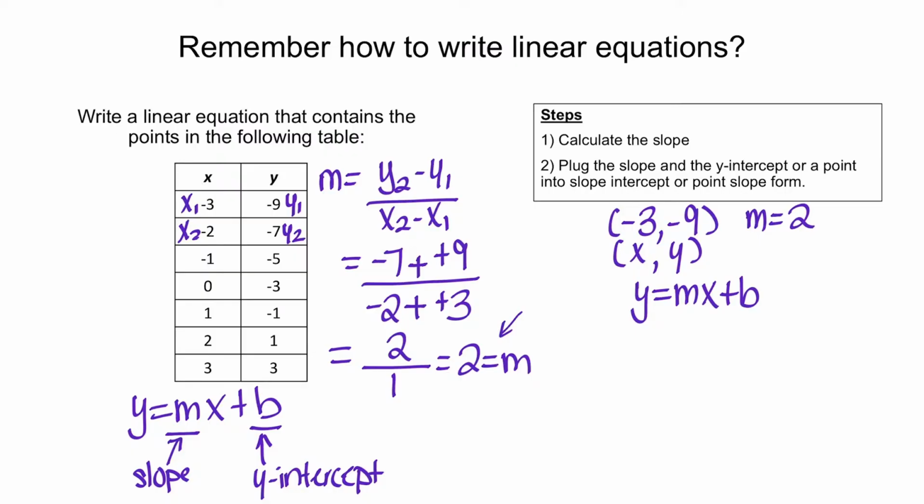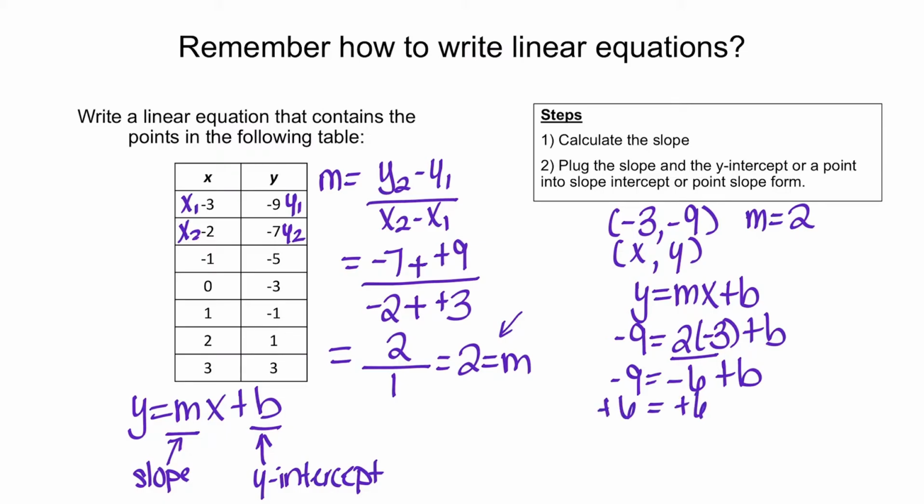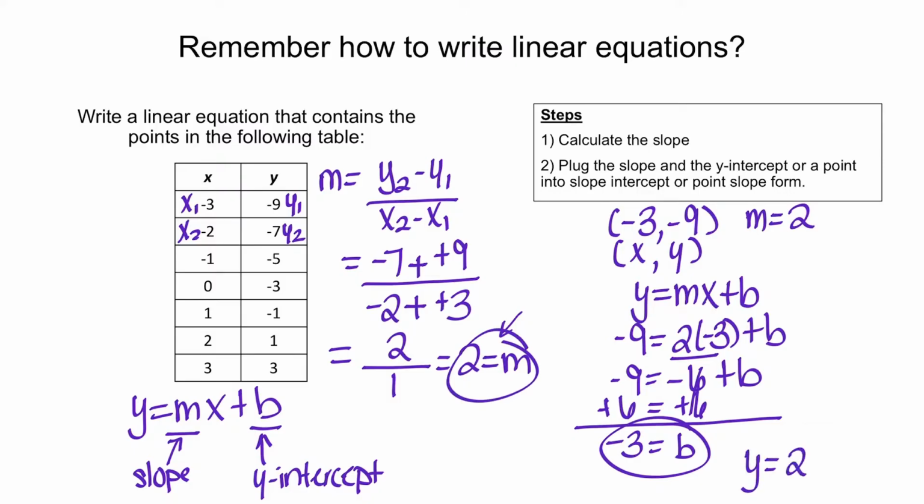So I'm going to plug into this formula, so I get negative 9 equals 2 times negative 3 plus b. So when I plug this in, I get negative 9 equals 2 times negative 3, which is negative 6, plus b. Now to solve for b, I'm going to add 6 to both sides. So when I add 6 to both sides, I get negative 3 equals b. So my equation is now based on this b and this m. So I have the equation y equals 2x minus 3. That is the equation of the line that represents the points in this table.